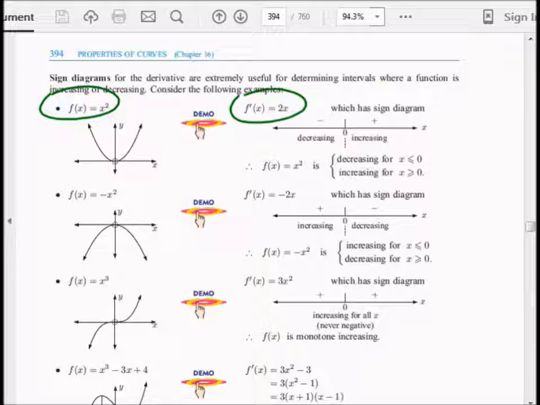So back over here when we look at these sign diagrams, we've got our original function, f of x equals x squared. The derivative is 2x, and we can draw that sign diagram. The zero is at 0. If we choose a number smaller than 0, say -1, we would get -2, so that's a negative number. Choose a number bigger than 0, we'll get a positive number. This is a sign diagram of the derivative function. Keep that in mind.